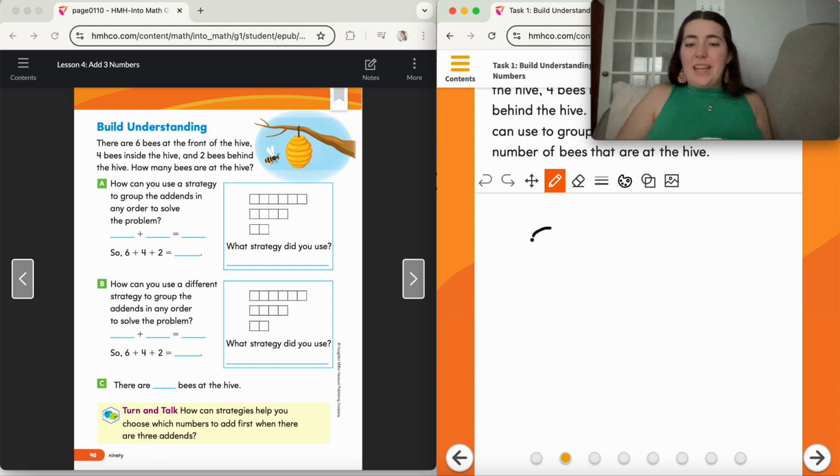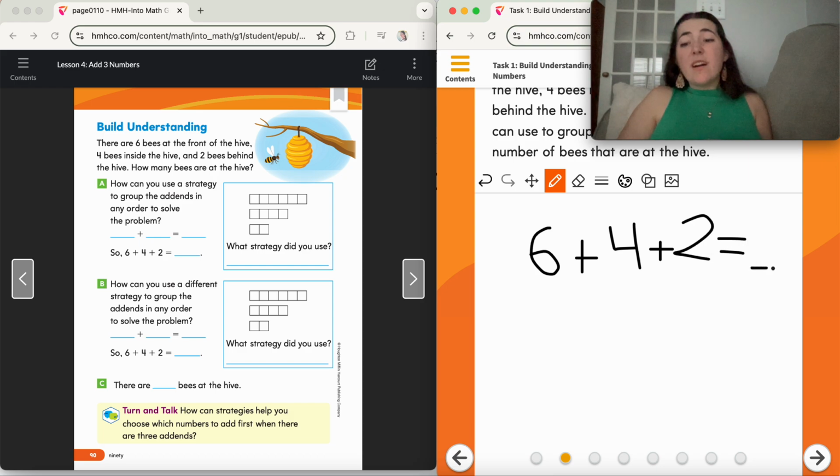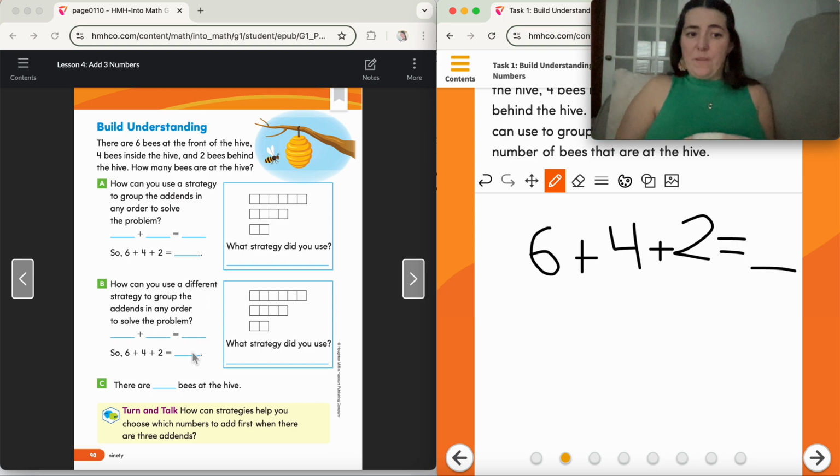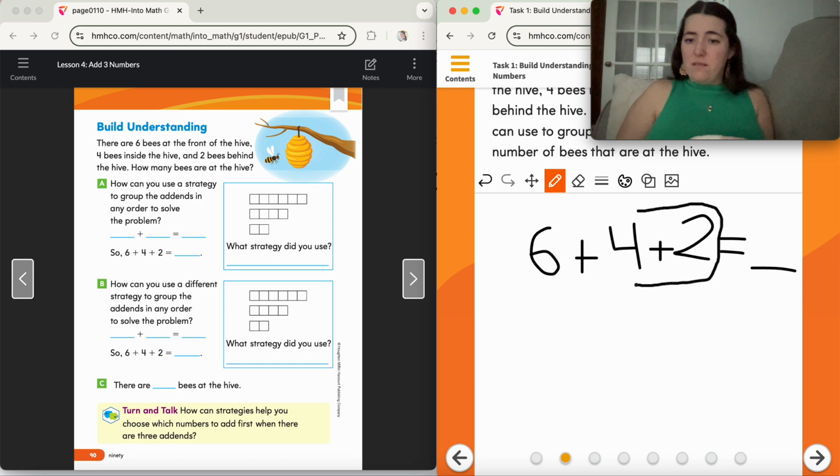So we know that again, we want to add 6 plus 4 plus 2 and find our answer. Now we already know our answer, but I want to see if we do it a different way if we get the same answer. So this time, instead of circling 6 plus 4, I'm going to circle the back part. I'm going to circle 4 plus 2, and I'm going to start by adding that.